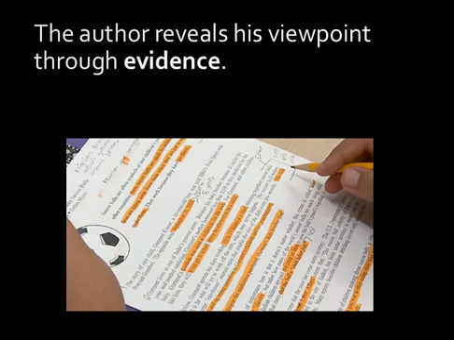However, when an author gives their opinion or their viewpoint on something, they're going to want to try to convince readers to agree with them, and they do that through evidence. Evidence is going to be facts that they present to the reader to try to convince the reader to agree with them or to support their opinion.